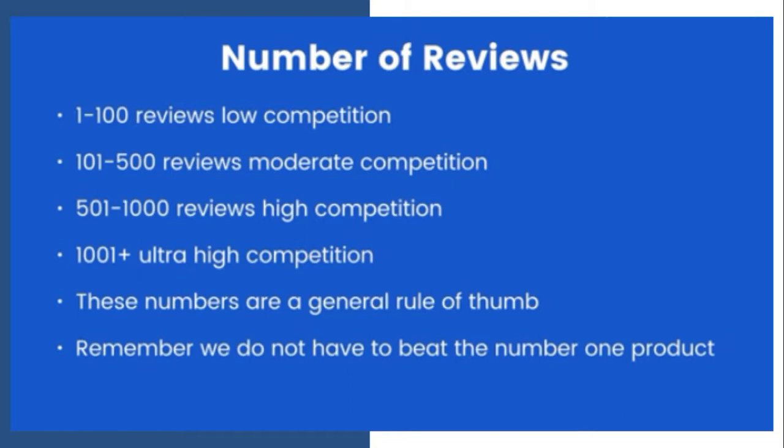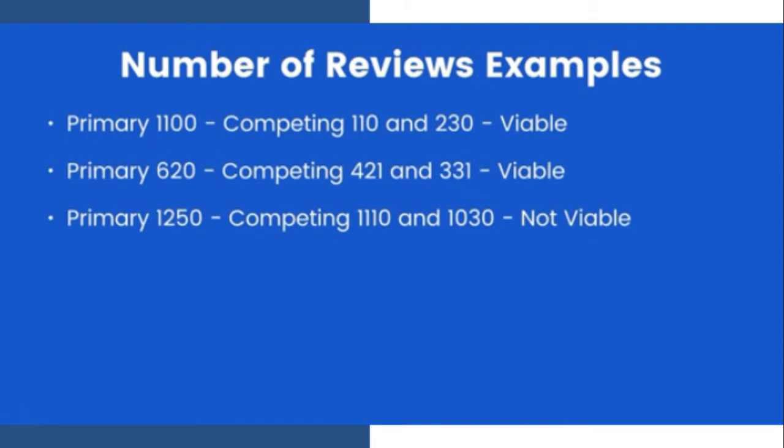Okay, so look at this, guys. This is something I also want you to master at your fingertips. 1 to 100 reviews, low competition. 101 to 500 reviews, that's moderate competition. 500 to 1,000 reviews, high competition. Now, 1,001 plus, literally that's ultra high competition, okay? So if you find a product that has 1,000 reviews and above, just let it go. Look for something else. These numbers are a general rule of thumb. Remember, we do not have to beat the number one product. Just being on the first page itself will give you a lot of profits.